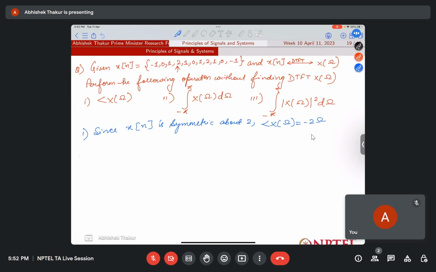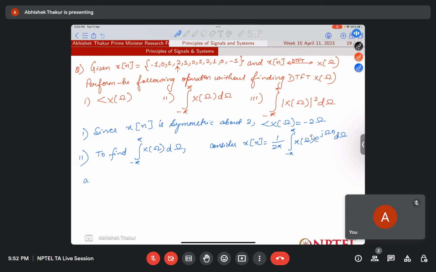The second one, we have to find the integration of X(omega) d omega from minus pi to pi. To find the integration of X(omega) from minus pi to pi d omega, consider x(n) equal to 1 by 2 pi integration over minus pi to pi X(omega) e to the power of j omega n d omega.